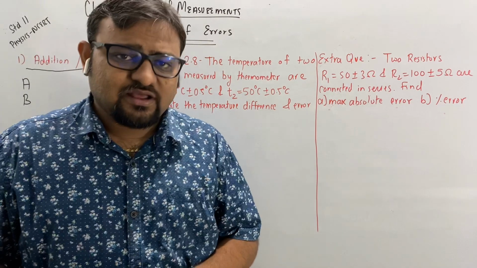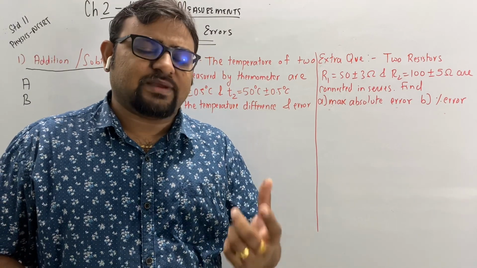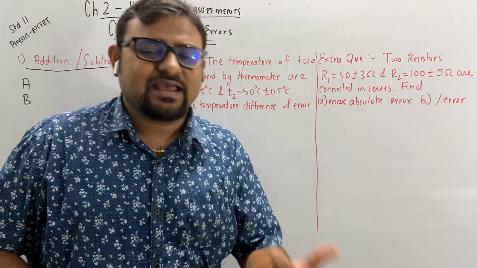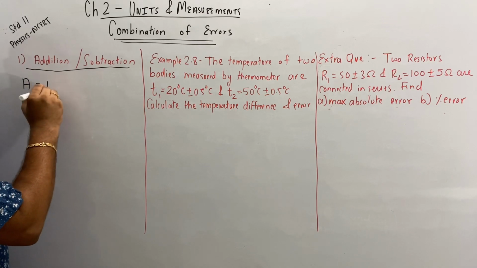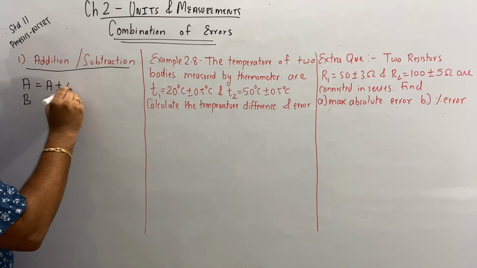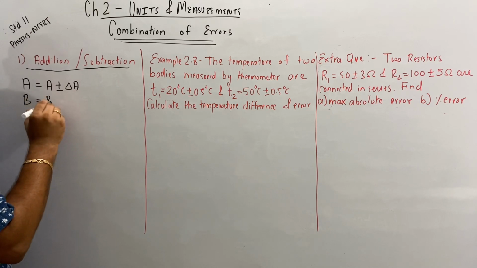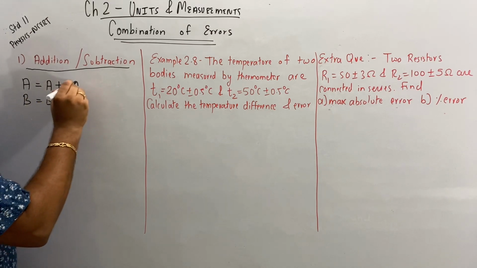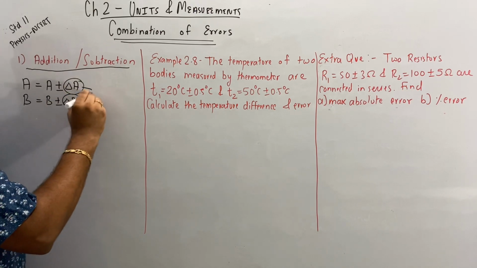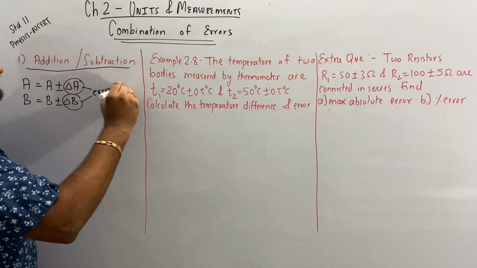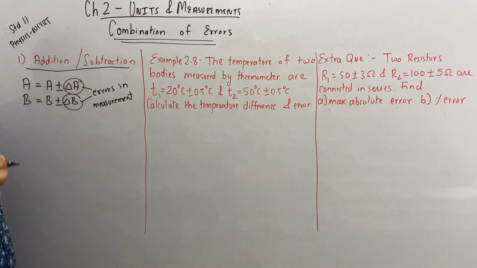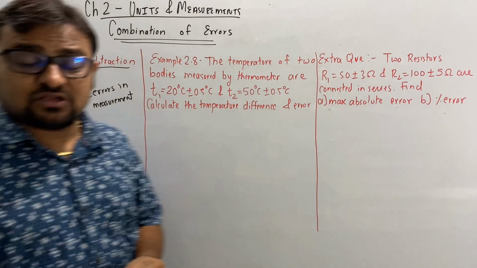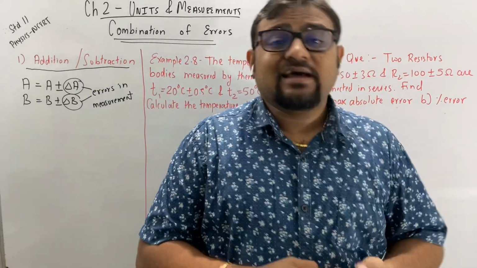Definitely, there will be some type of error. We will take the error in A as delta A and the error in B as delta B. So I am writing A plus minus delta A and B plus minus delta B. These are the errors in measurement of A and B. Okay, clear? Now, why am I writing plus minus? Because it can be greater, it can be smaller.